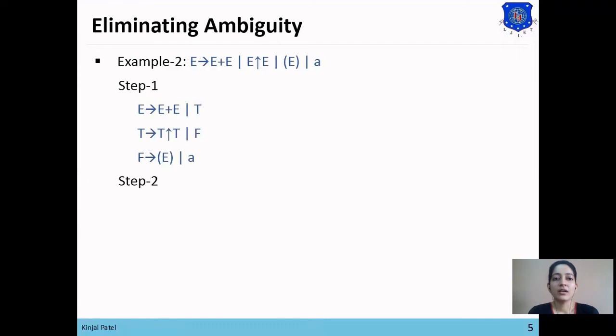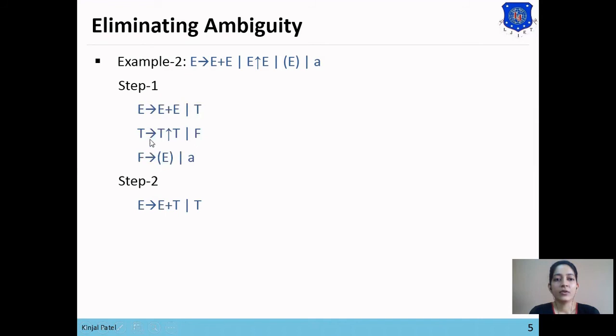So here first step will be same as the previous example, like you can see that plus is left associative. So we will make the first level as left recursive grammar and we will block the right side of the plus. So we will replace E with the symbol T. So here you can see the first level, E produce E plus T or T.